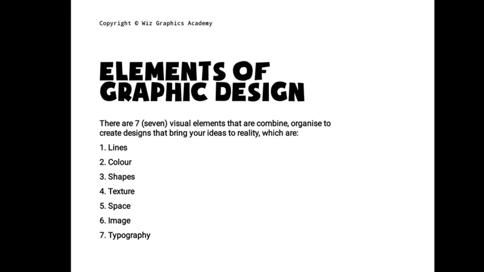If you do not see color, you will see shape. If you do not see shape, you will see type. If you do not see type, you will see an image. So you will definitely see 4 or more elements in a design. These elements are what actually make up a design.